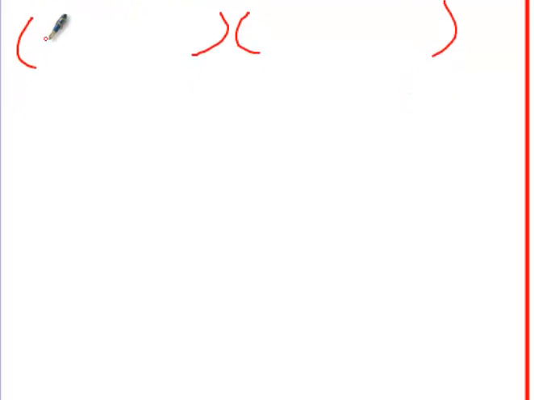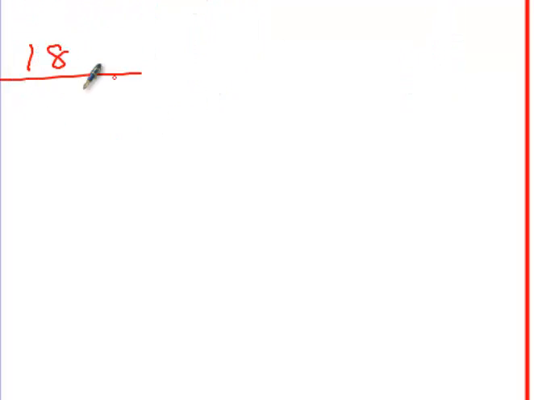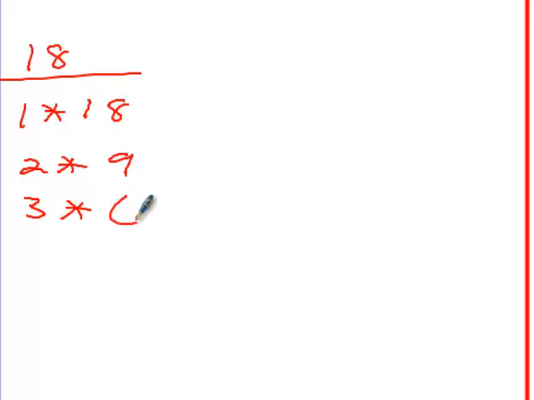So I've got x and x, right? What are the factors of 18? 1 and 18. 2 and 9. 3 and 6. Does 4 work? 5. And then 6 is already in my list.